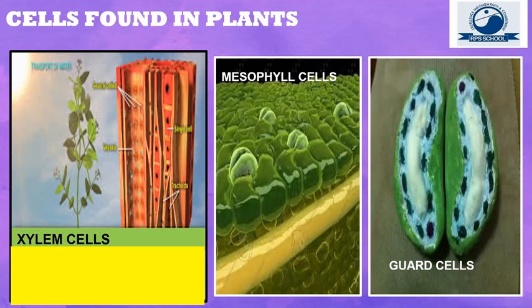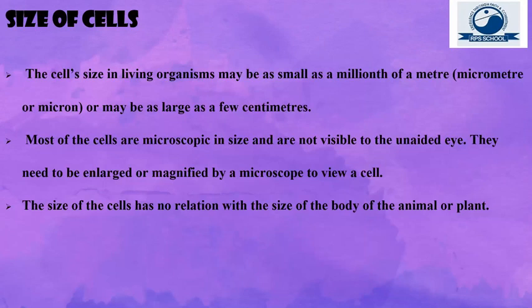Guard cells. These are kidney-shaped cells that help in opening and closing of stomatal aperture. The organisms have variation based on the size of the cells. The cell's size in living organisms may be as small as a millionth of a meter, also called micrometer or micron, or may be as large as a few centimeters. Most of the cells are microscopic in size and are not visible to the unaided eye. They need to be enlarged or magnified by a microscope to view a cell.